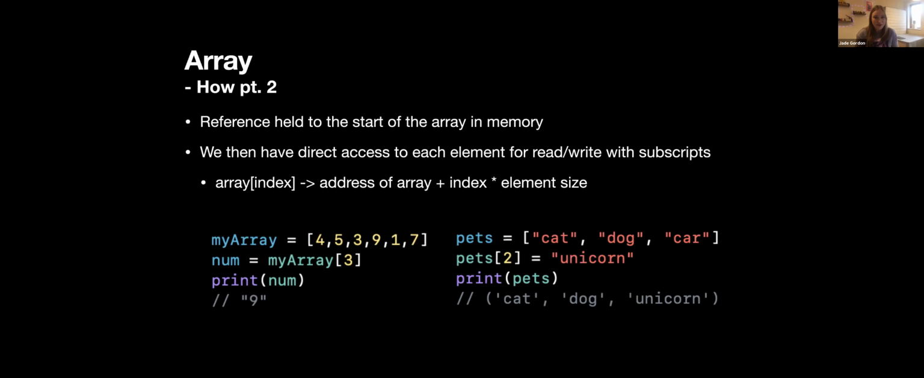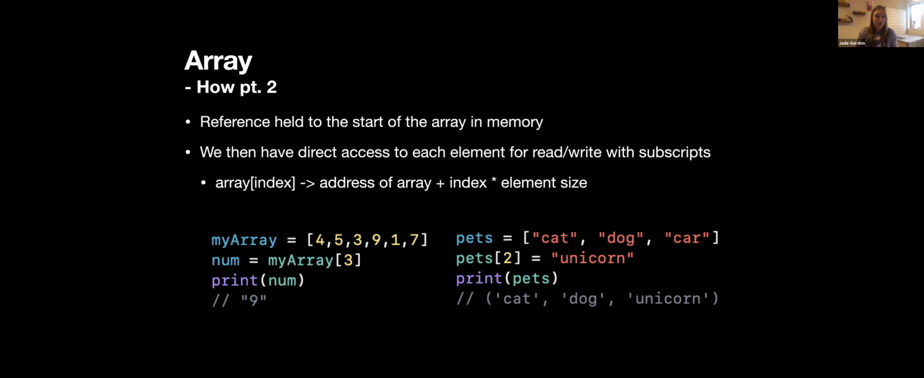Yes. So the reference is held to the start of the array. And we then have direct access to each element for read-write with the use of subscripts. So that is the array, and then within the subscript, the square brackets, the index. We determine what piece of memory to access by taking the address of the start of the array, and then we add the index multiplied by the element size.